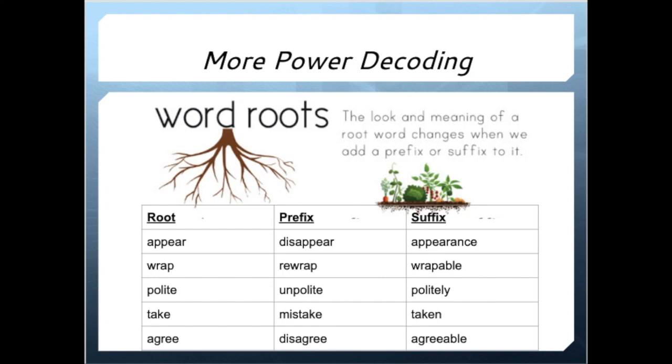Understanding root words. So the root word appear, if we have a prefix or a suffix, how that word changes. So appear, disappear with the prefix dis or the suffix ance, appearance. Wrap, rewrap, wrappable. Polite, unpolite, politely.